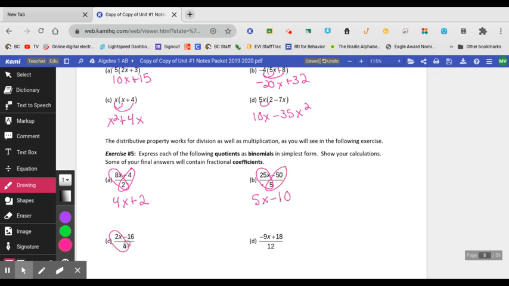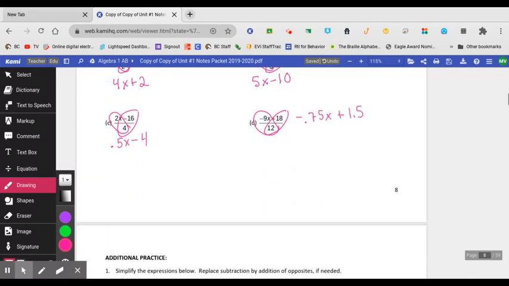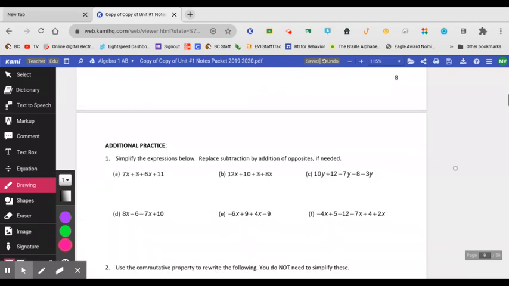2x divided by 4 is 0.5x, or 1/2x, minus, because it's negative 16 divided by 4 is negative 4. Negative 9x divided by 12 is negative 0.75x. Positive 18 divided by 12 is plus 1.5. So here's your additional practice. Again, this is what I want you to work on in class.